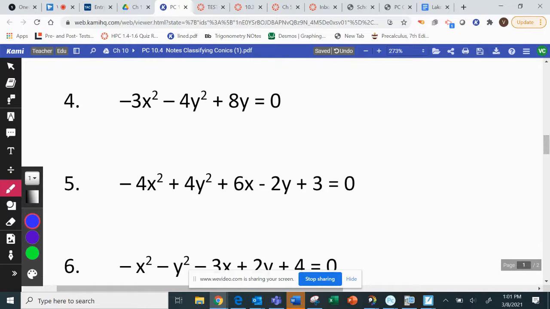Number 4. Can I have a volunteer? Don't yell out. Can I have a volunteer tell me what they're thinking? Lainey? Is it an ellipse? It is an ellipse. Why do you think that? You can take the negative x and y and you can divide it by a negative 1.